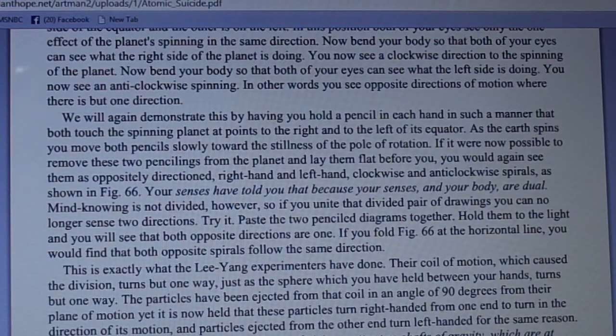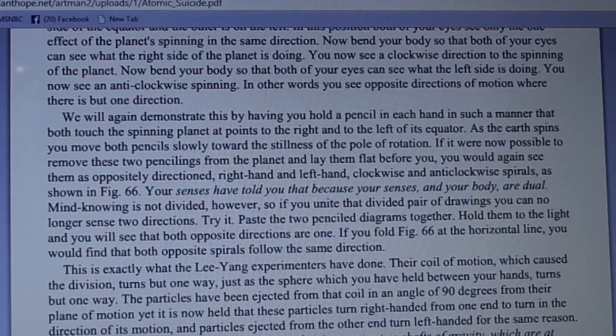This is exactly what the Li-Yang experimenters have done. Their coil of motion, which caused the division, turns but one way, just as a sphere which you have held between your hands turns but one way. The particles have been ejected from that coil at an angle of 90 degrees from their plane of motion. Yet it is now held that these particles turn right-handed from one end, in the direction of its motion, and particles ejected from the other end turn left-handed for the same reason.